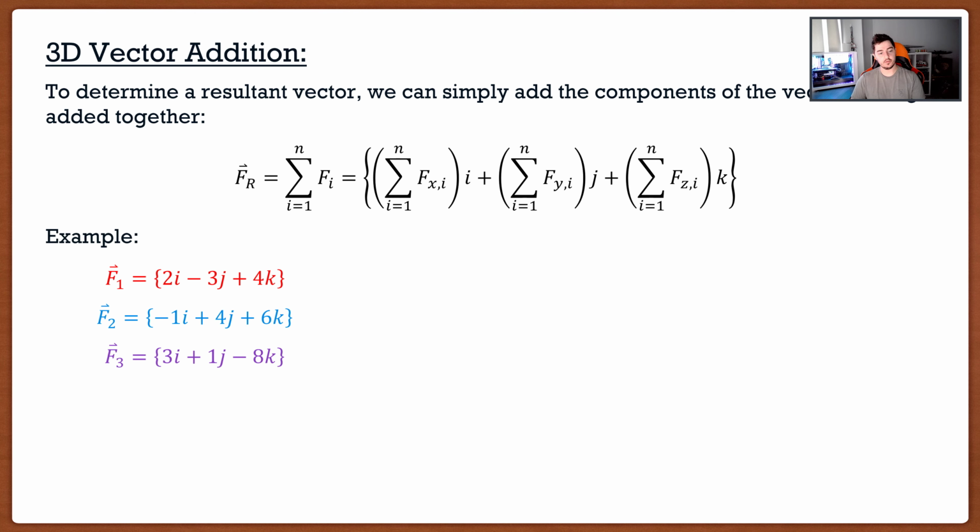So let's say that they give you 3 vectors, and they say, you know what, Clayton? I want that resultant vector F1 plus F2 plus F3. And you guys may be saying, oh, this looks like a lot of work. Actually, it's a piece of cake.